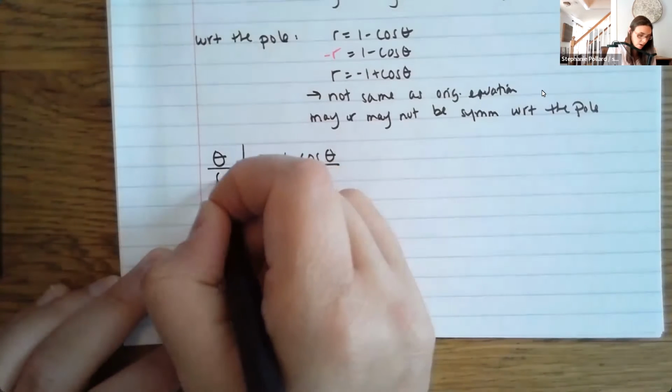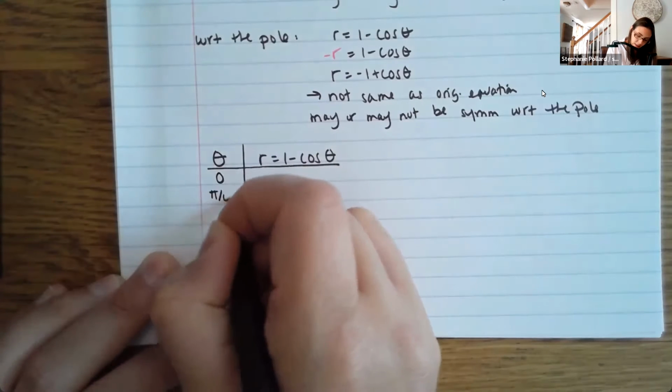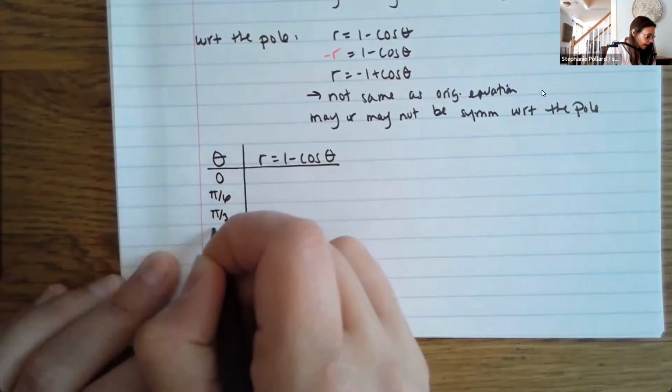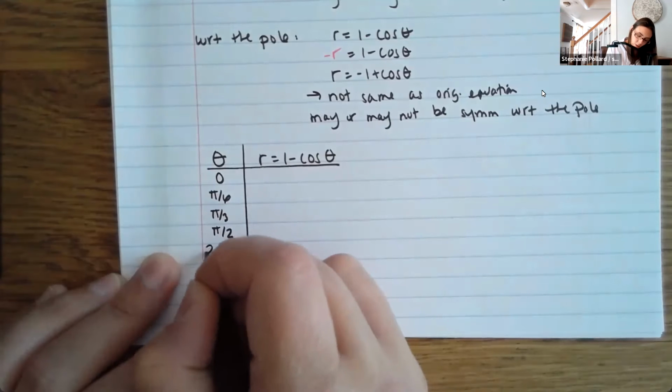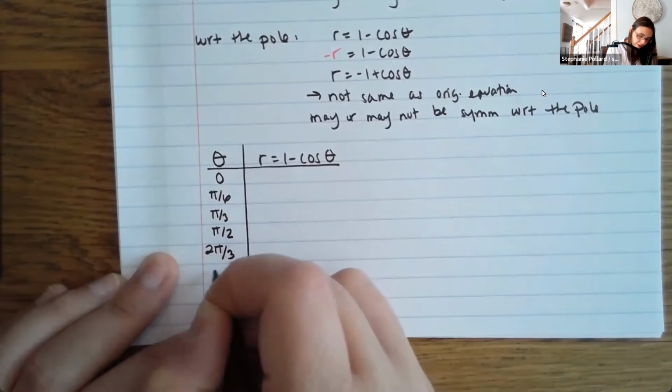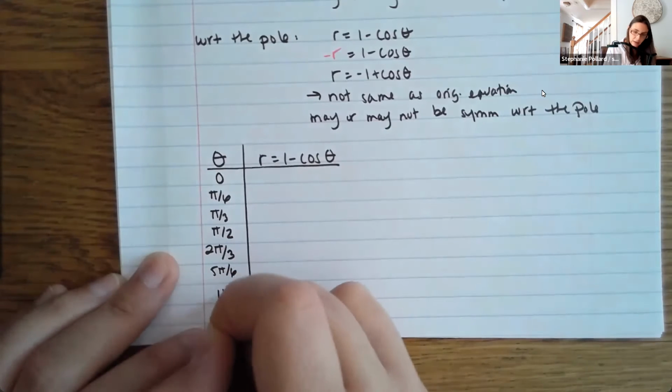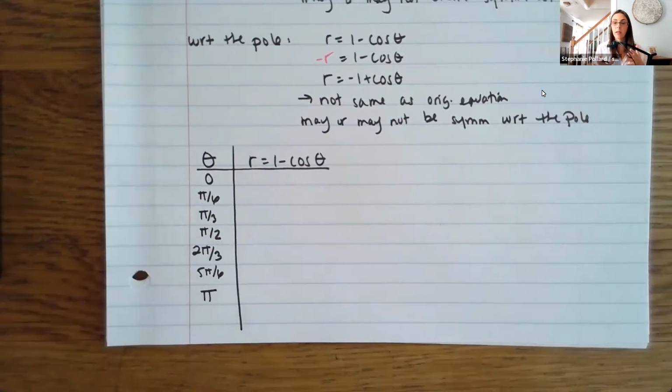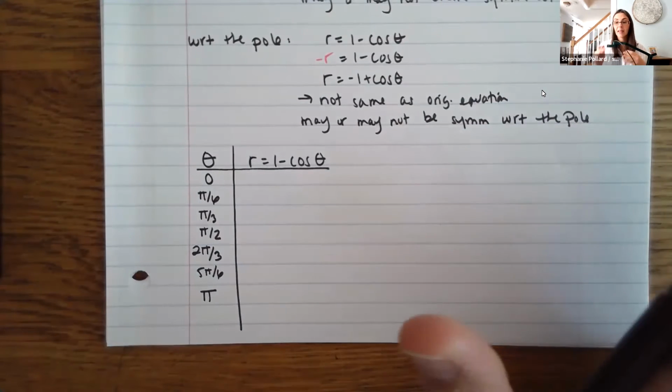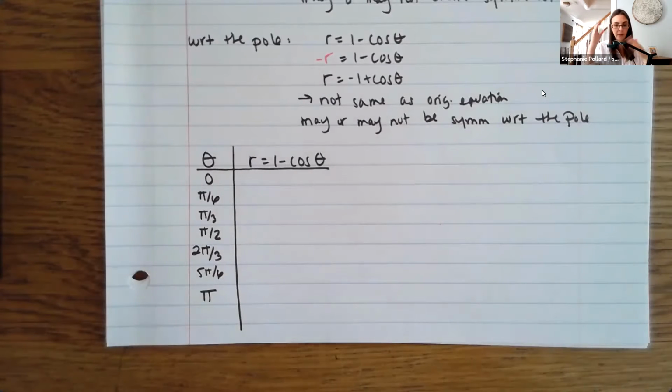So I'm going to do 0. I'm going to do pi over 6, pi over 3, pi over 2, 2 pi over 3, 5 pi over 6, and pi. And again, the only reason I know I can stop at pi for sure this time is because of that vertical symmetry. So if I have that vertical symmetry, I only need to go through 0 to pi here.